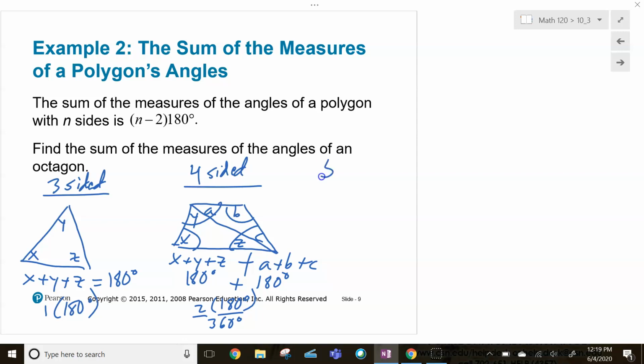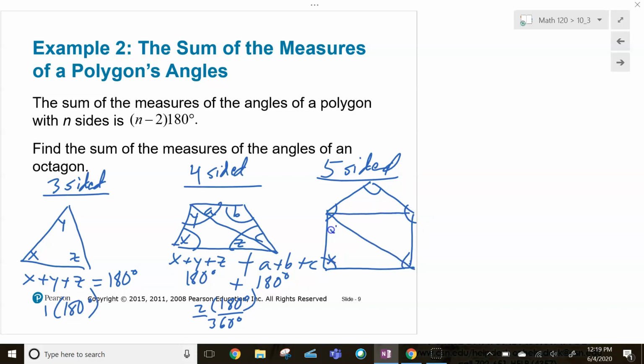Let's do one more, five-sided. Let's see if you can kind of see the pattern here. If I take a five-sided, let's say I've got something like this, okay? And I'm going to add up all five angles, right? I'm going to add them all up. I want to know what those are, and I'm going to say, well, let's create triangles again.